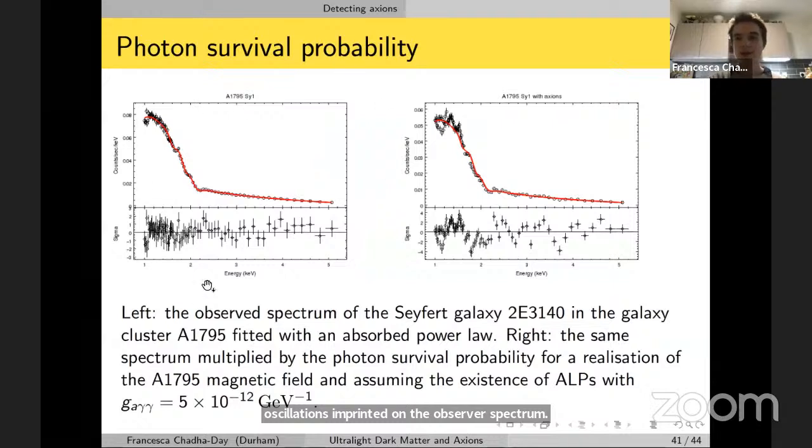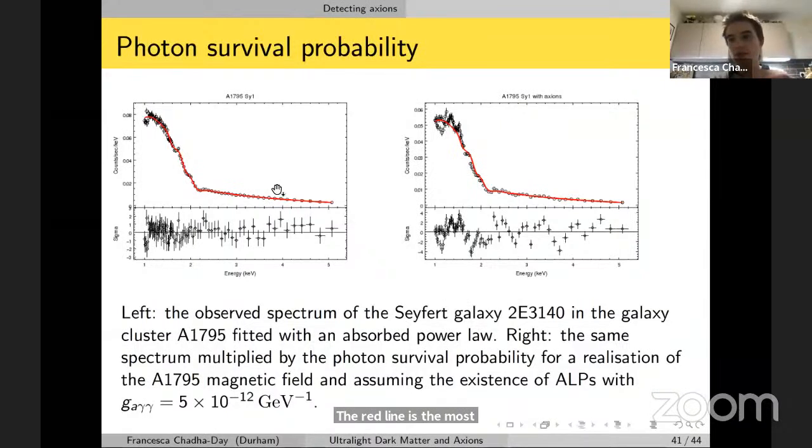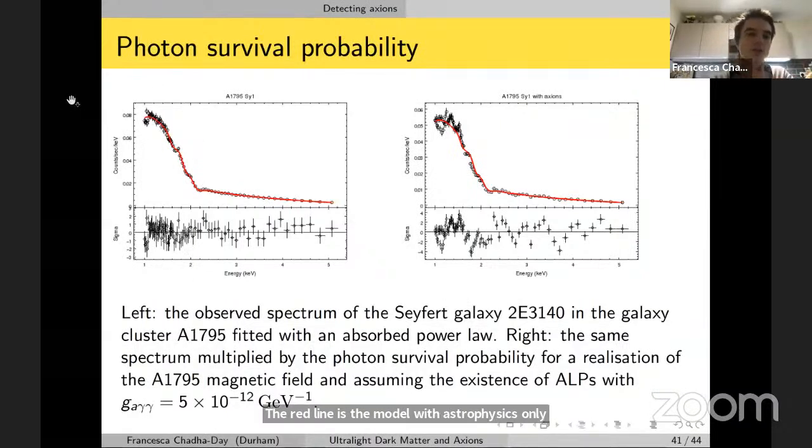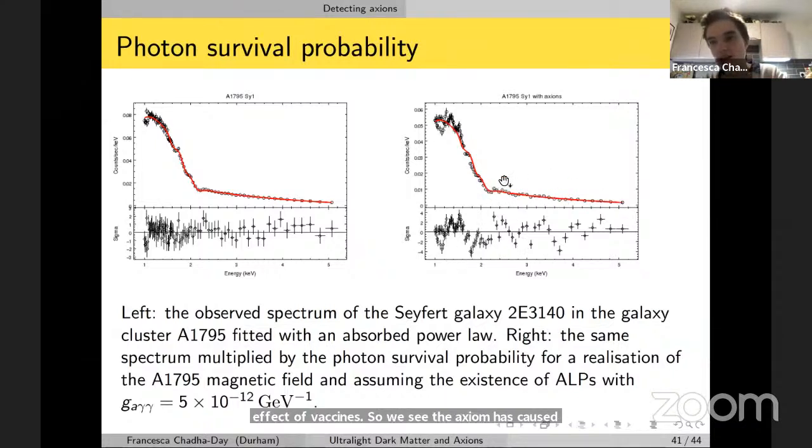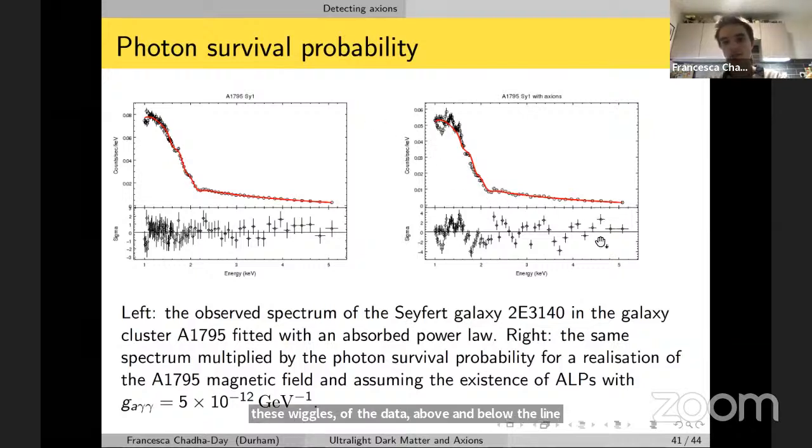So on the left here, we have the spectrum of an AGN in a galaxy cluster. Now, this is actually a Seyfert 1 galaxy, a source in a galaxy cluster. The red line is the model with astrophysics only, no axions. And then these points are the data. So we see that the data is a pretty good fit to the model. There's no evidence of any physics beyond the standard model, anything funny going on. And on the right is a simulation where I have added the effect of axions. So we see that axions cause these wiggles of the data above and below the line that we would expect from astrophysics only.